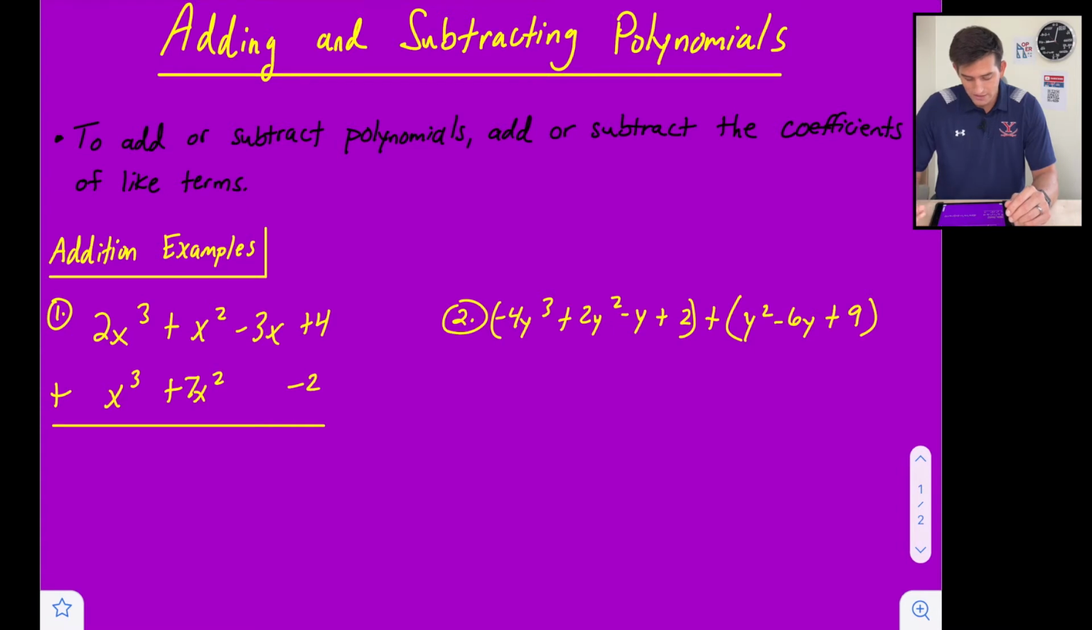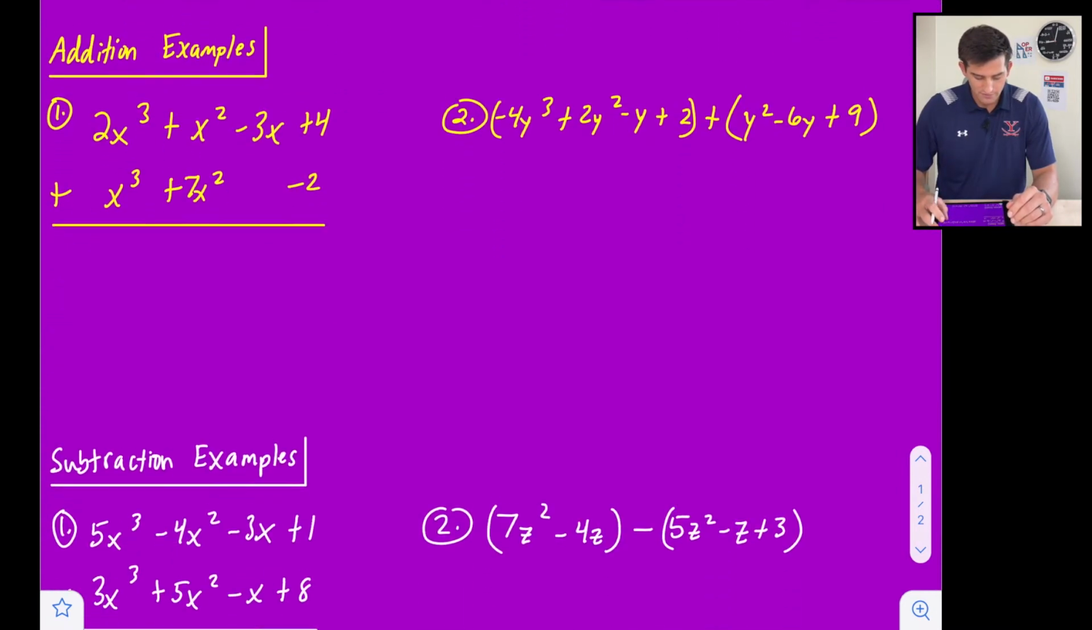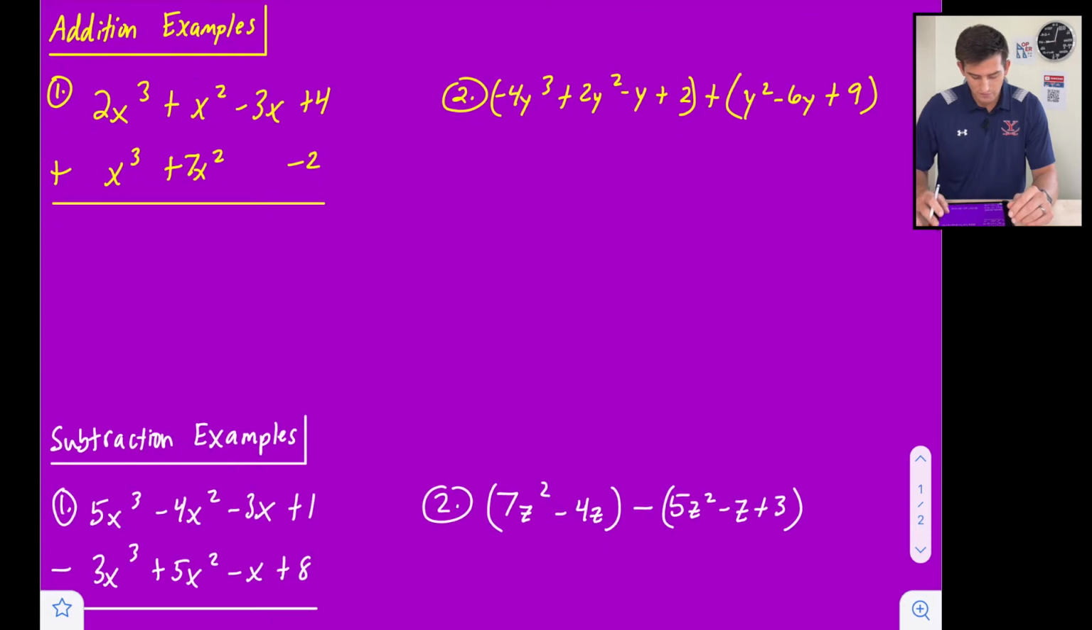To add or subtract polynomials, we want to add or subtract the coefficients of like terms. If we look at these examples for addition, number 1 and number 2, the like terms are those terms that have the same exponent. Once they have the same exponent, those are considered like terms, and we're able to add the coefficients.